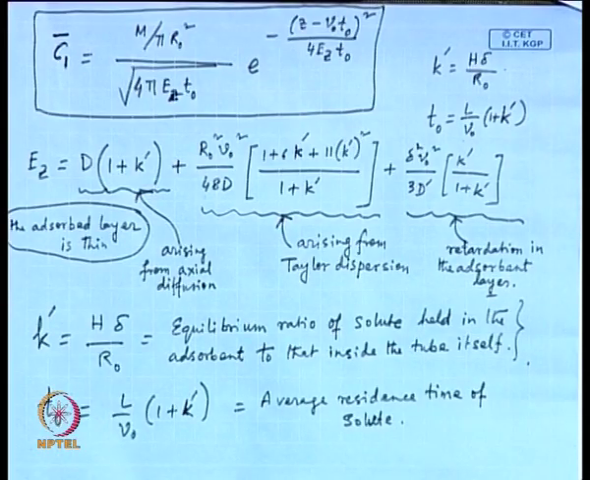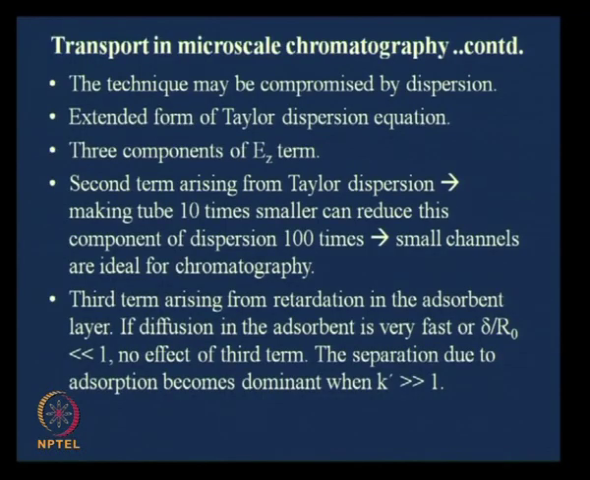All right. So, now if I go back to the PowerPoint slide, what we have here is that the technique may be compromised by dispersion, the extended form of Taylor dispersion equation, that is what we have already written here, and it has 3 components of the Ez term. The second term arising from Taylor dispersion means that making the tube 10 times smaller can reduce this component of dispersion 100 times, because you have an R naught square type dependence. So, small channels are ideal for chromatography. Smaller the channel, the better.